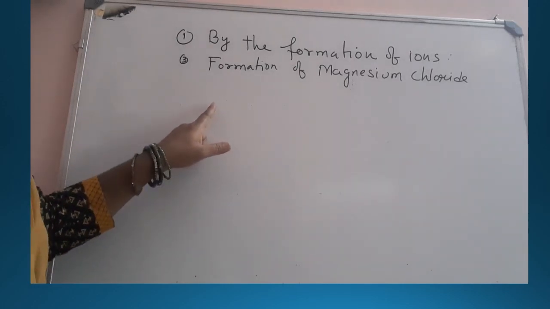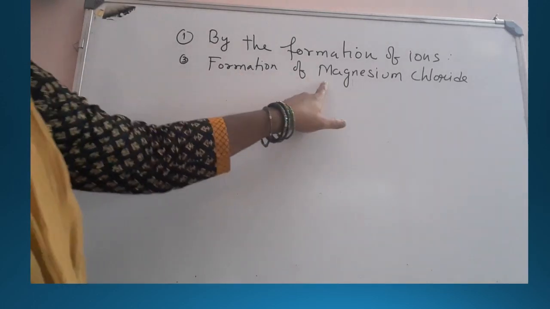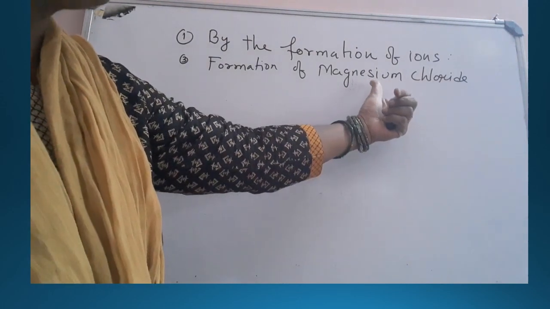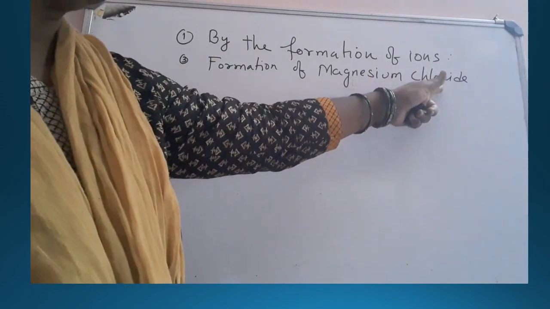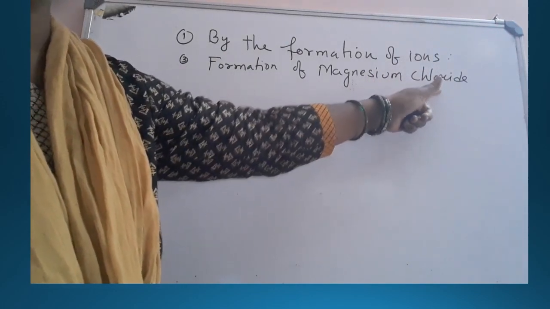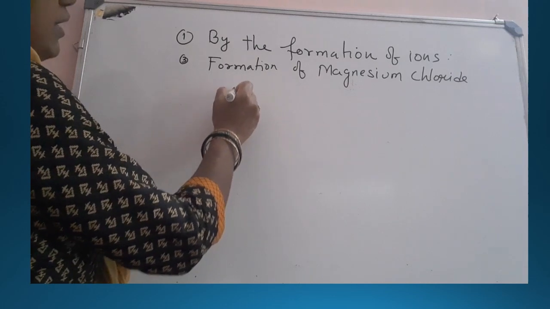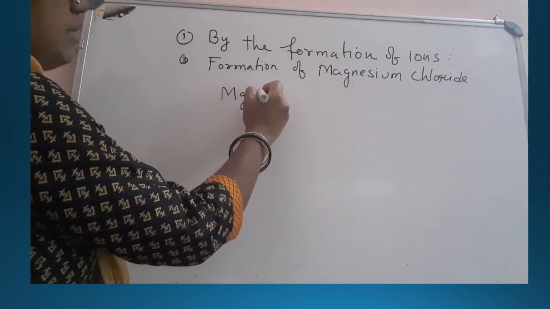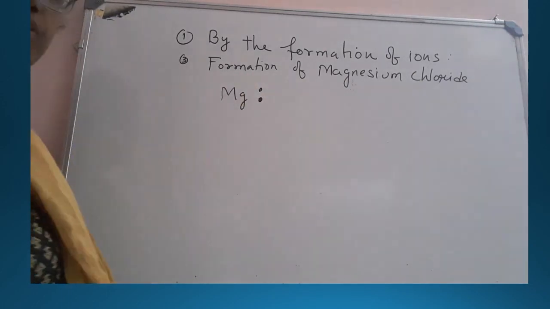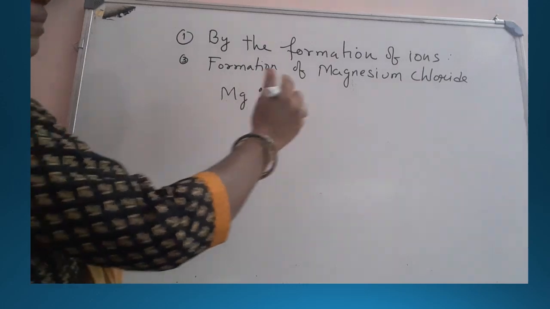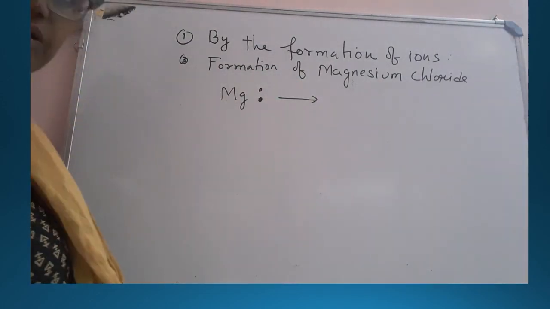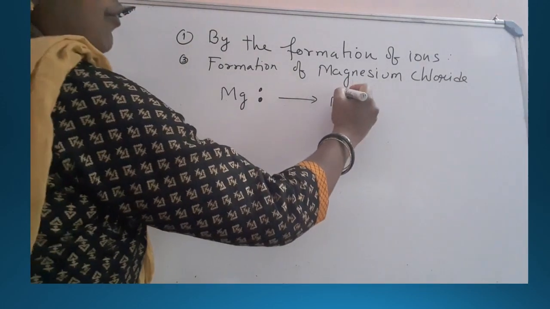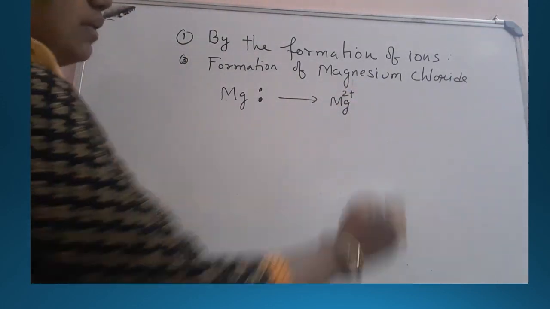Now, the next example is formation of magnesium chloride. In magnesium chloride, the elements present are magnesium metal and chlorine non-metal. The electronic configuration of magnesium is 2, 8, 2. That means it has 2 valence electrons. As it is a metal atom, it can lose these 2 electrons, and by the loss of these 2 electrons, magnesium will form Mg2+ ion.